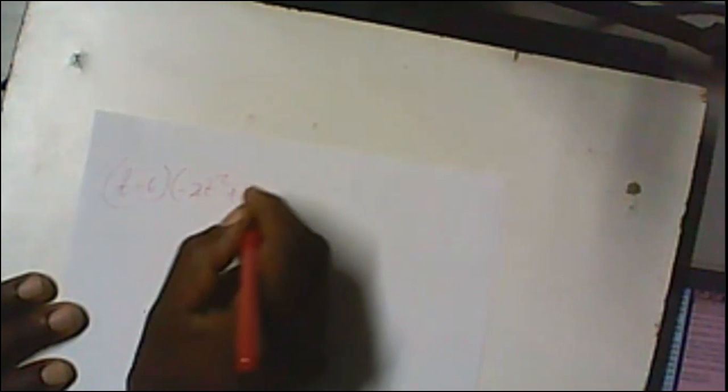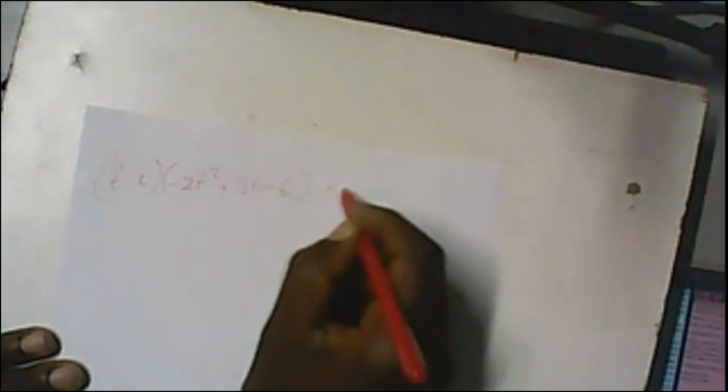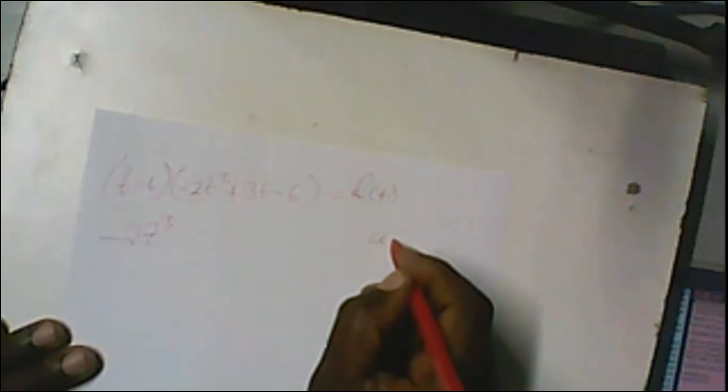2019. Now you have t minus six into negative two t squared plus three t, then minus six. This is equal to h at t. So let me start this. Now, this is our equation. What is important is this and that. That will be minus 2t to the power 3. That is the highest degree. Therefore, your A is less than 0, meaning your graph will start going down, increase, and then go down continuously because of this.